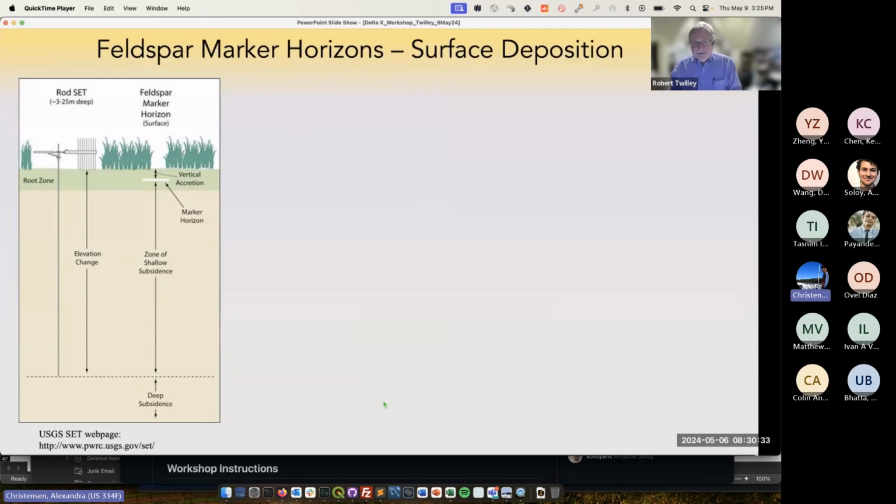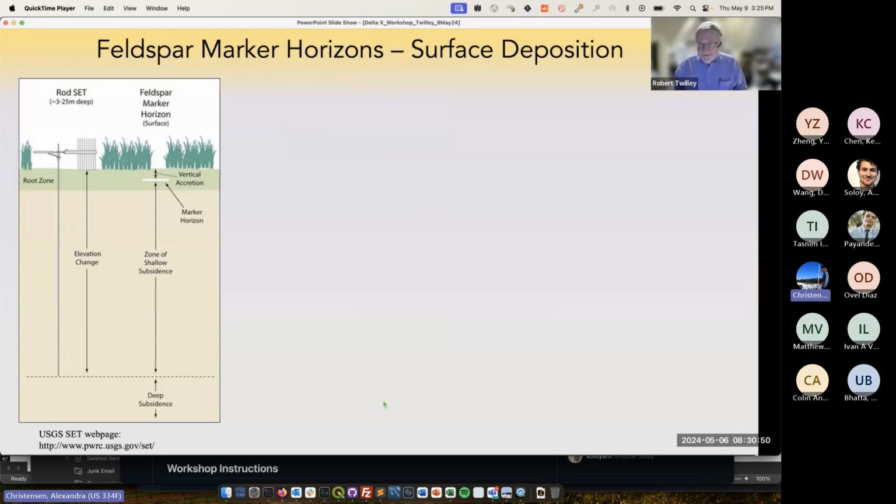A lot of times it's referred to as vertical accretion. Again, I'm going to use vertical accretion quite a bit. That's what the model generates, the unit model, again, on a 100-year time scale. We use marker horizons to give us surface deposition.